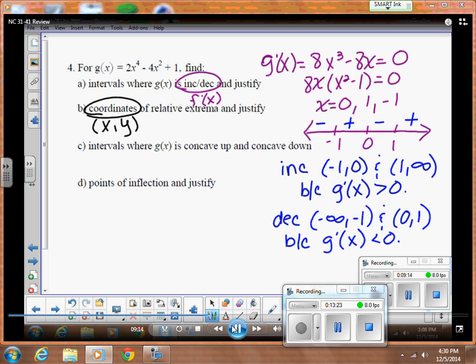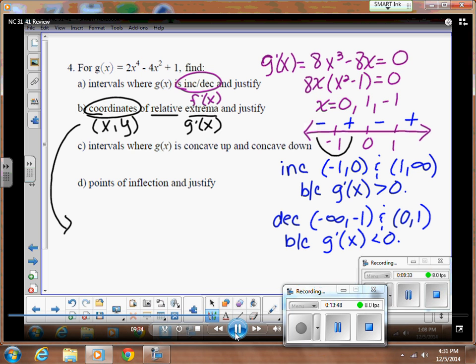Okay, part B asks for the coordinates of a relative extrema. So coordinate, I need an x and a y. Extrema, I should be working with the first derivative. So we need to find the coordinates, which is an x and y of the relative extrema. All right, so for the coordinate points, well, there I need to find the actual y values.